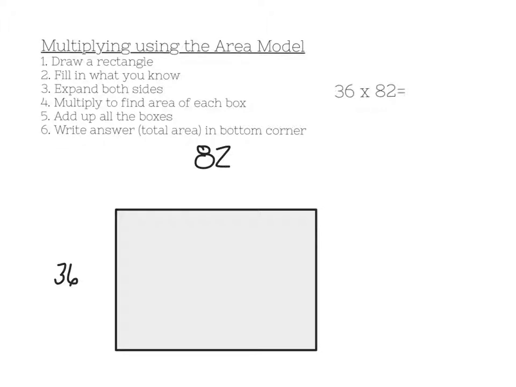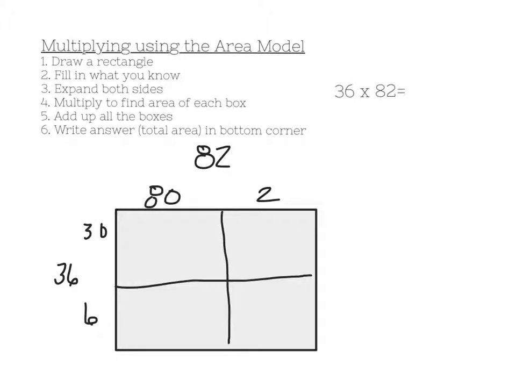Now I'm going to expand both sides. Well, first I look at 36. I can expand 36 into 30 and 6, and I'm going to draw my line. Then I can expand 82 into 80 and 2, and I draw my line. Now I have to find the area of each of those boxes.